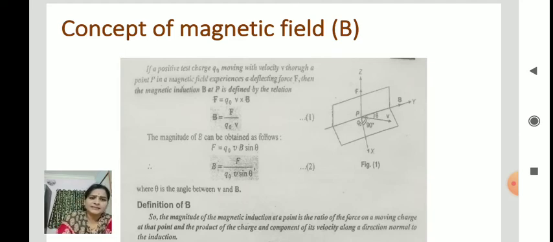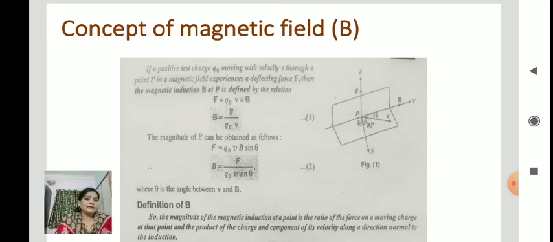As this is a cross product, I can write it as q naught vB sin theta. F is equal to q naught vB sin theta. That becomes the magnitude. B is F by q naught v is the magnitude. So if I write the magnitude as F is equal to q naught vB sin theta, then from that I can write B as equal to F by q naught v sin theta.